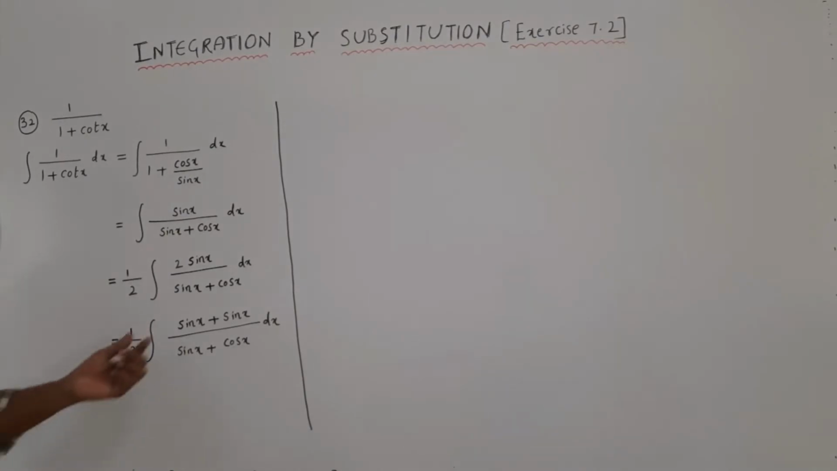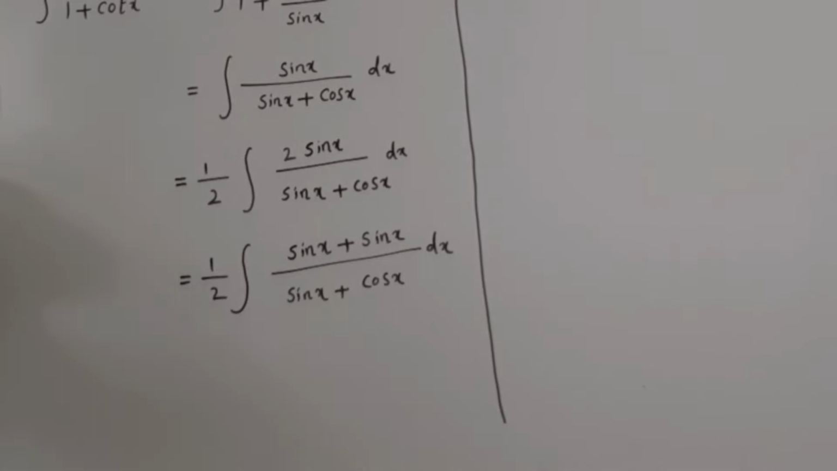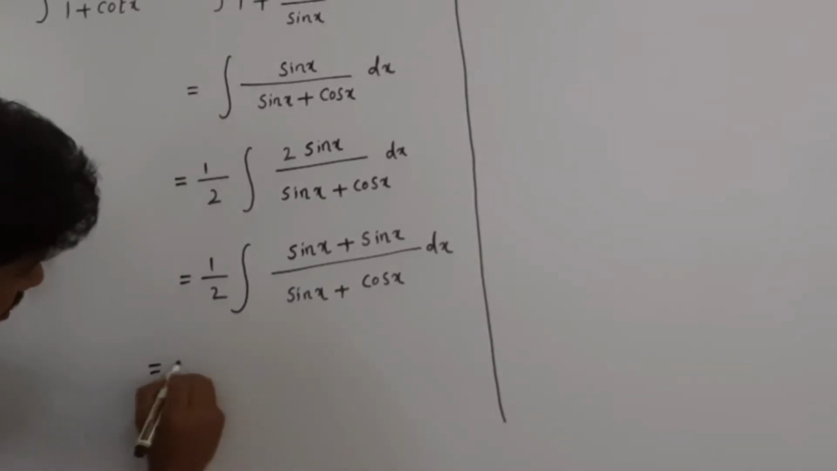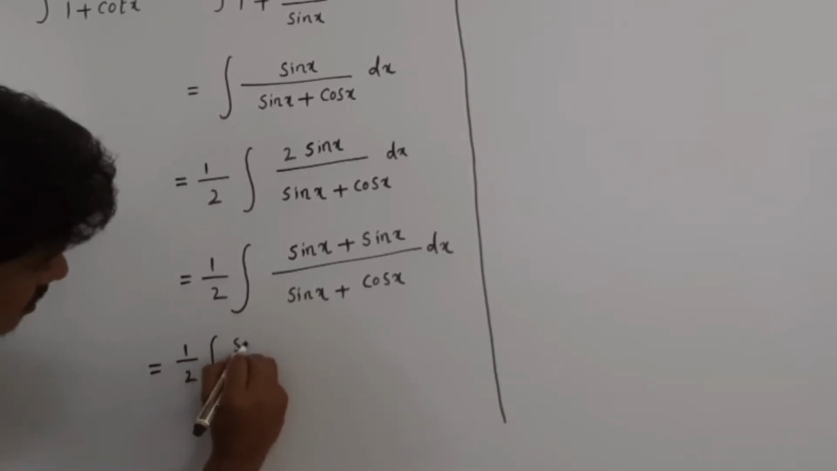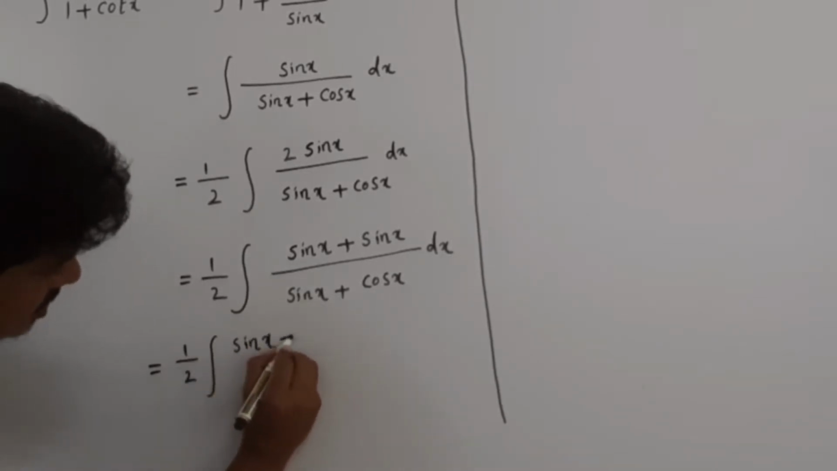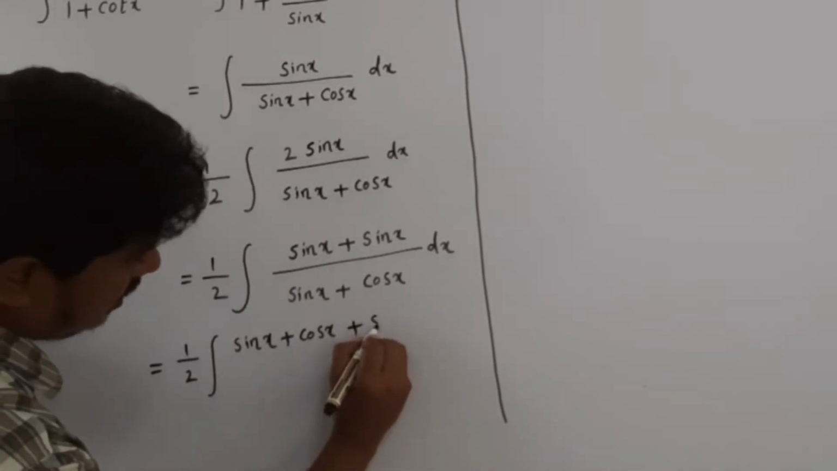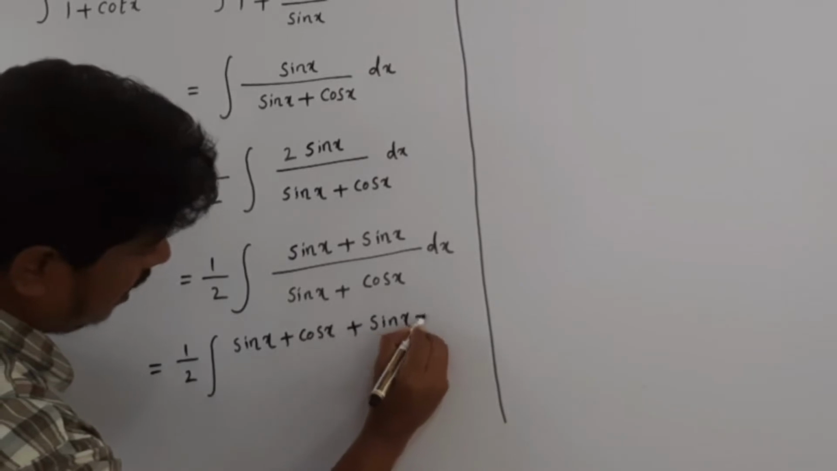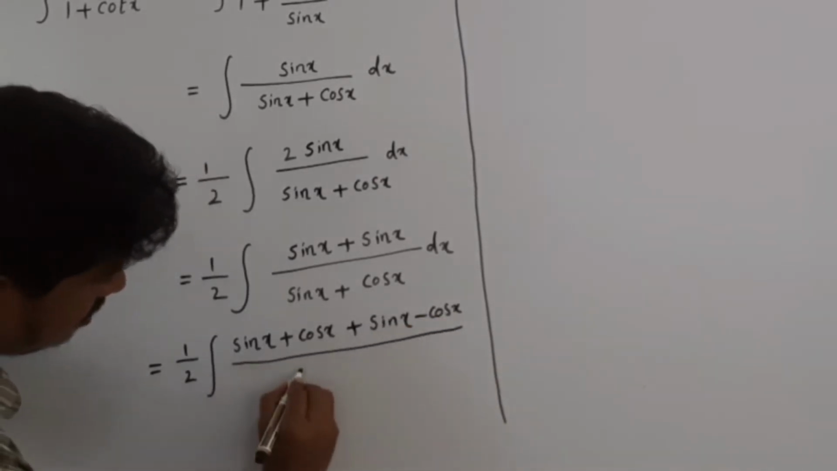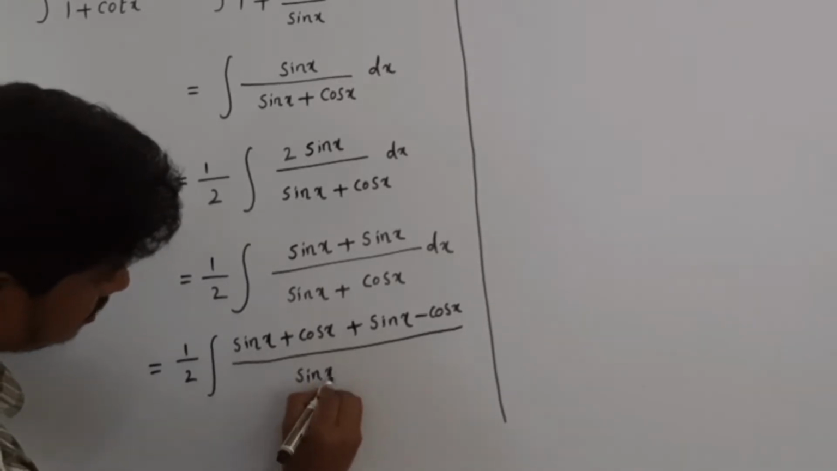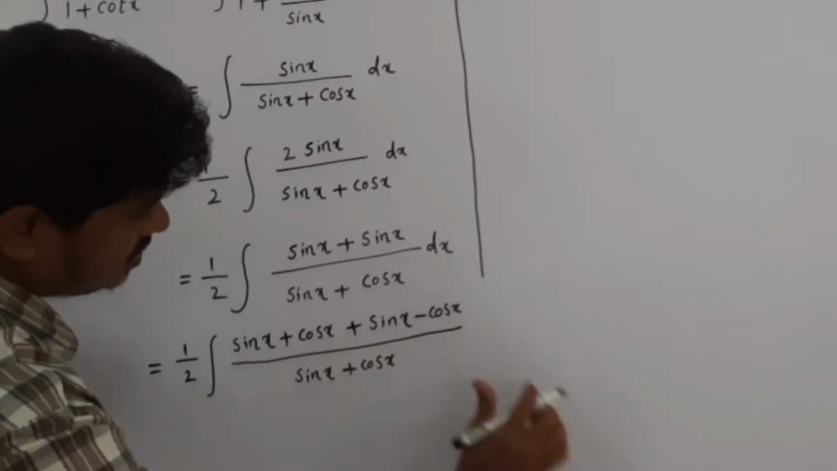Here in the numerator just add and subtract cos x. So this one will be 1 by 2 into the integral of sin x plus cos x plus sin x minus cos x divided by sin x plus cos x dx.